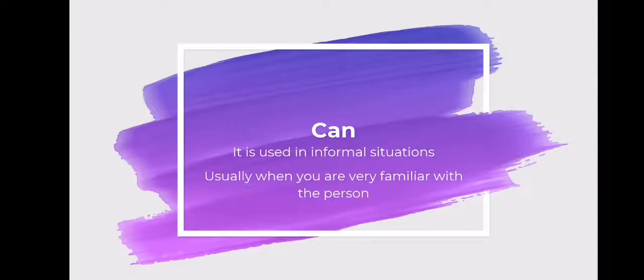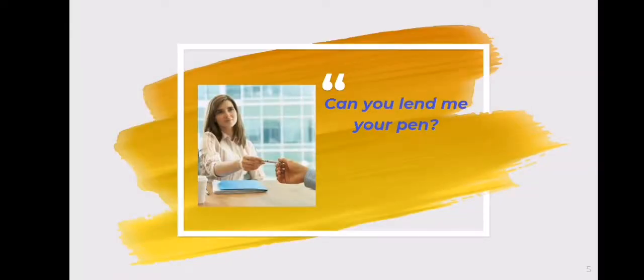As I said before, can and could are different in this way. Can is used for informal situations. It means whenever you talk to someone who is very familiar to you, for example, a relative or a friend of yours, then you're going to use can. Why? Because you're showing that you have confidence with the person. You are very familiar with him or her. Example, can you lend me your pen? Here we can see there is a lot of confidence.